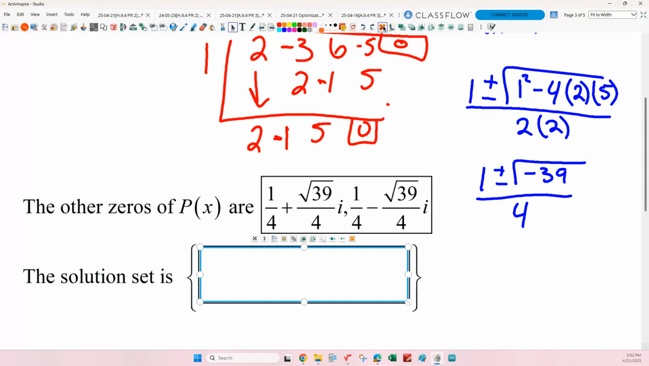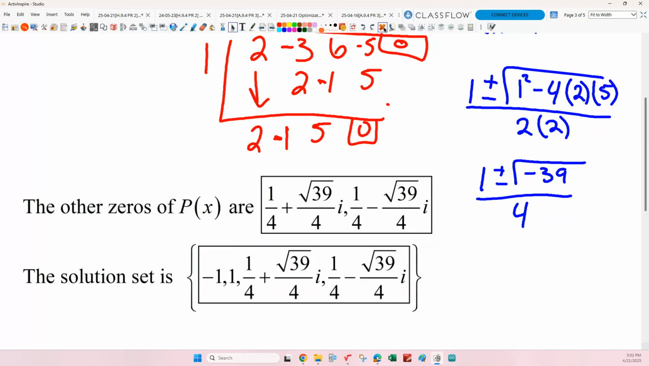So what are all of my zeros then? We got negative 1 and 1, because those were the ones given to us, and then the ones we just found. Would we be able to find the imaginary ones using synthetic division? No. So that's why, once we get this into a quadratic, we break off from synthetic division and use other methods, because that does not give us i's. How do we feel about that, 1 to 5? Okay.